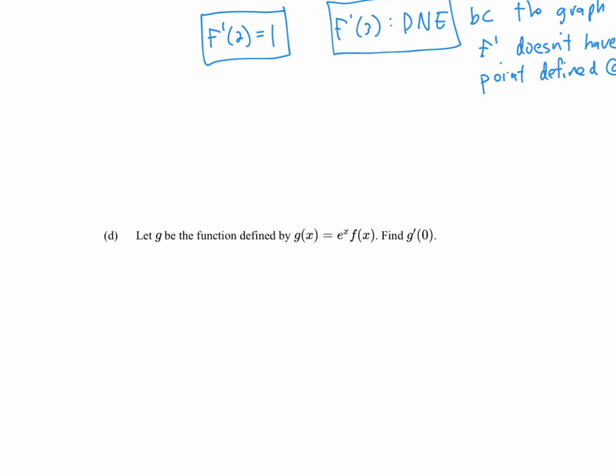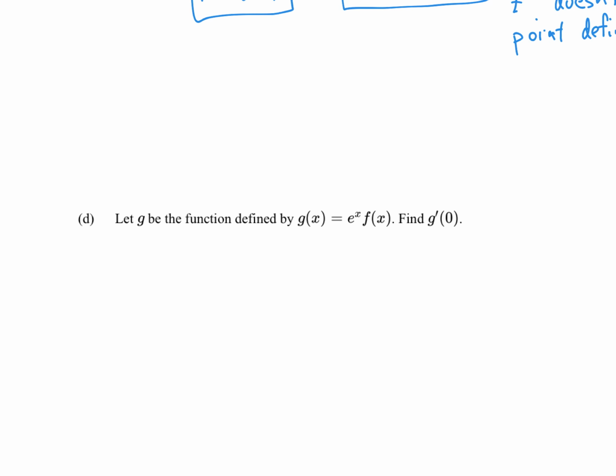Okay, last one, they just introduce some new function g. They say let g be the function defined by g of x equals e to the x times f of x. So we've got f of x up there, but g of x is just some brand new function that they defined in terms of f of x and some e to the x function. Okay, they ask us for g prime of 0, so first we'll just start off taking the derivative of g just in terms of x, and then we'll plug in 0.